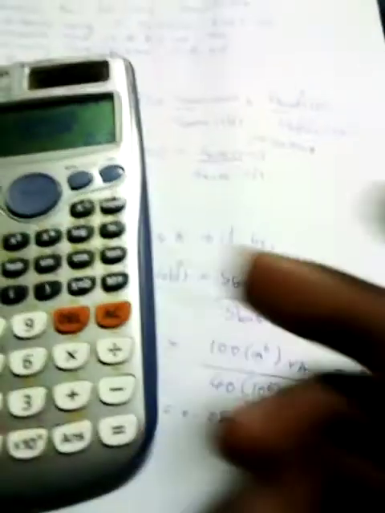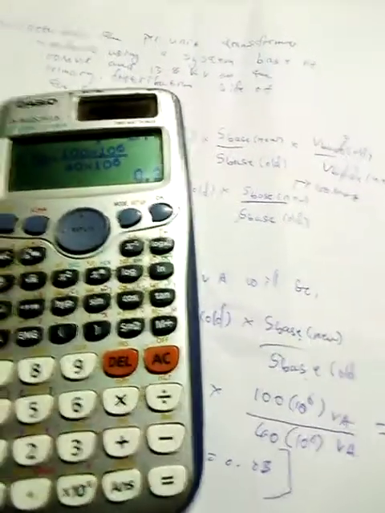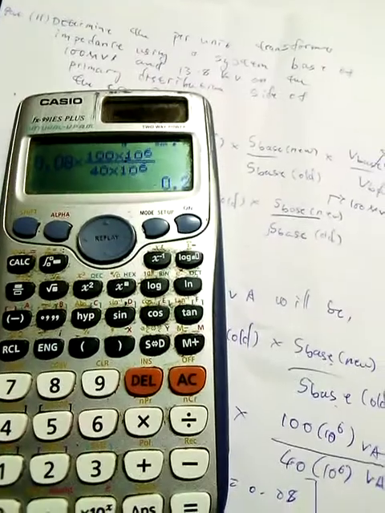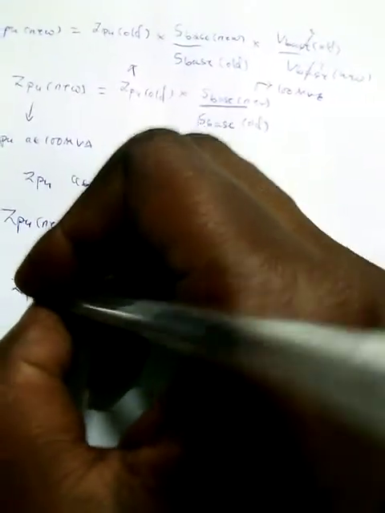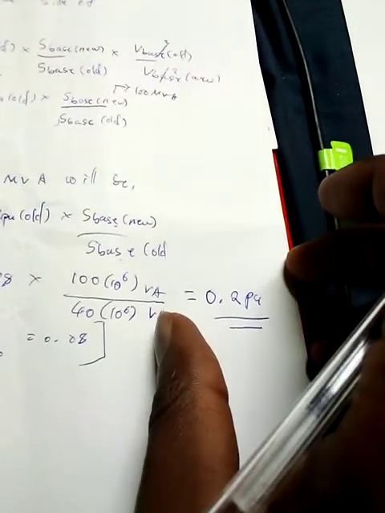So yeah, that concludes this part of the question. Next, we'll answer the final part of the question in the next video. Thank you so much. Just to be clear, ZPU new, at a base of 100 MVA, is equal to 0.2 per unit.